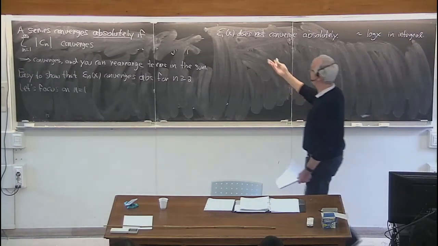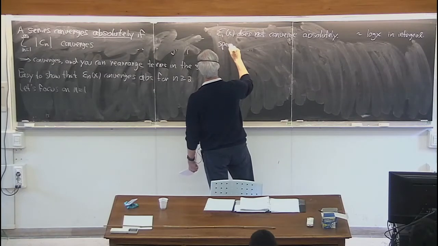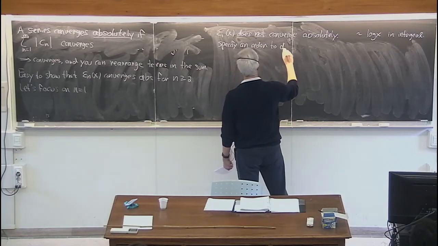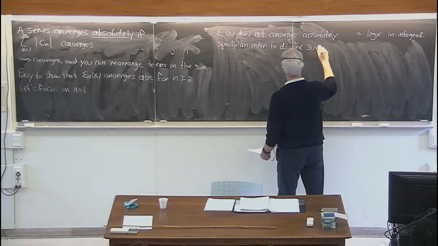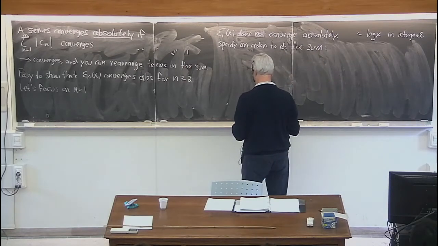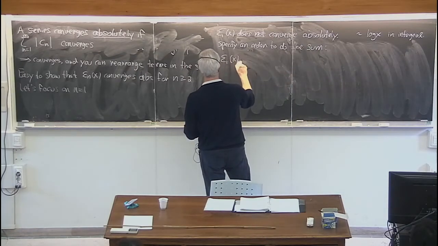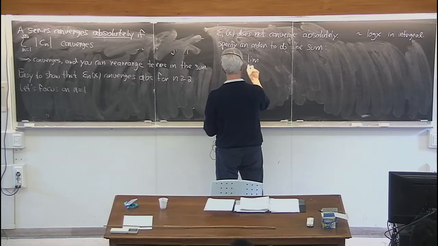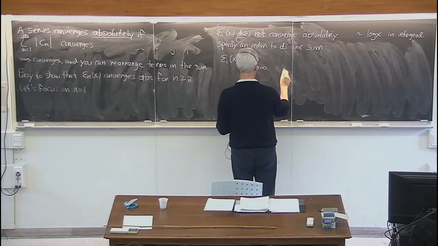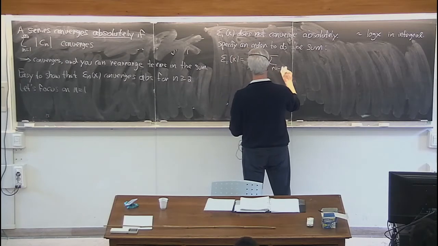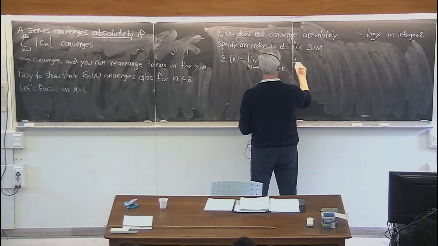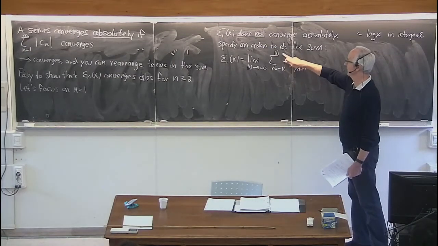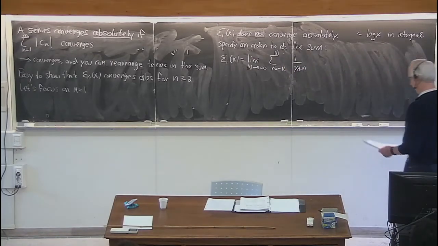So in order to define what this means, we have to specify an order to do the sum. And so let's do that. We'll define this to be the limit as n goes to infinity of the sum from r equals minus n to plus n, 1 over x plus r, which is specifying an order. It says you sum all the terms from minus n to plus n, and then you try to take the limit as n goes to infinity.